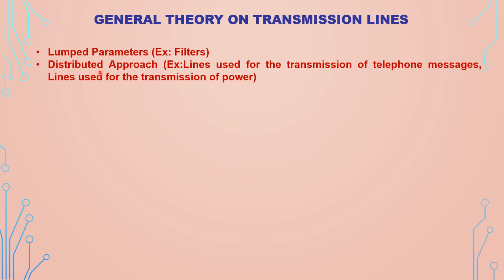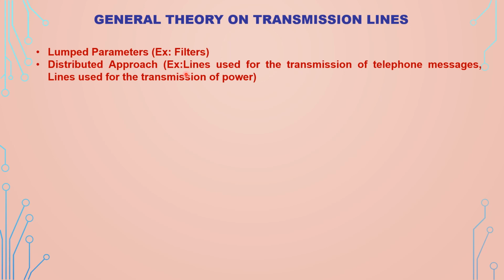And the second is the distributed approach, which means the resistance, capacitance and inductance are distributed along the circuit. Each element length will have its own value, and the concentration of an individual parameter is not possible. That is the main important thing in the distributed approach. The best example for this is lines, that is transmission lines that can be used for telephone messages and even the transmission of power. Power lines we can call a distributed approach.